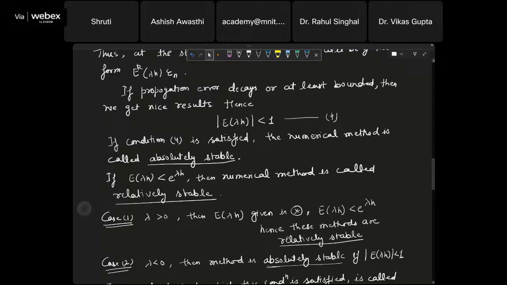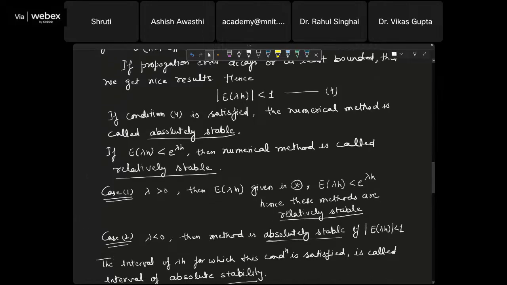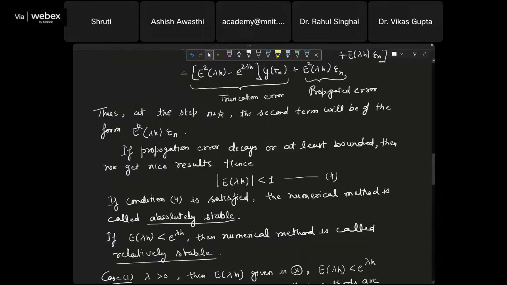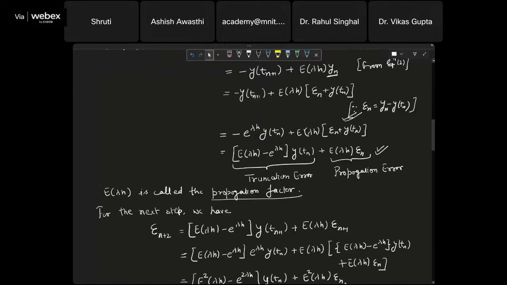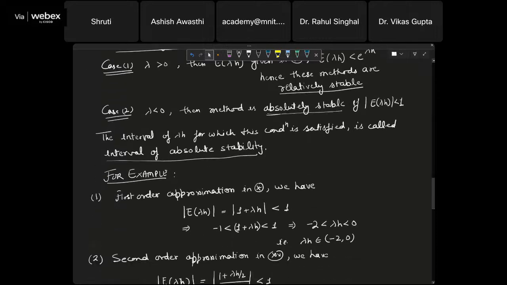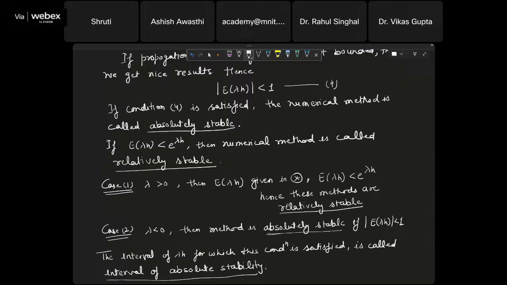Because lambda is involved and it can be any real number, two cases arise. The first is lambda positive, the second is lambda negative. If lambda is positive, then the approximation capital E for the exponential lambda h, which we have considered, will always remain less than e to the power lambda h, and therefore these methods will be relatively stable in the case lambda is positive.